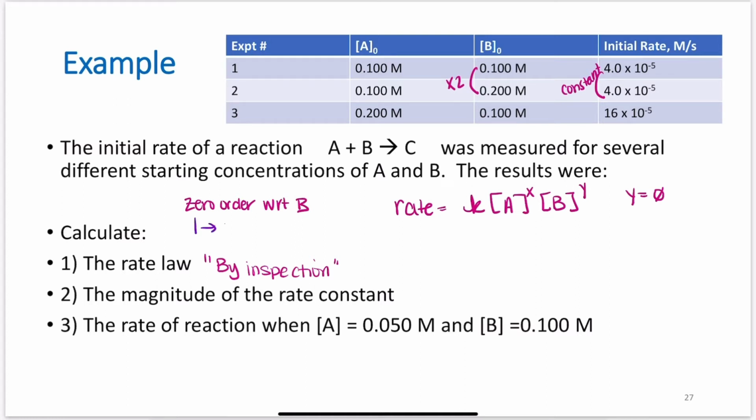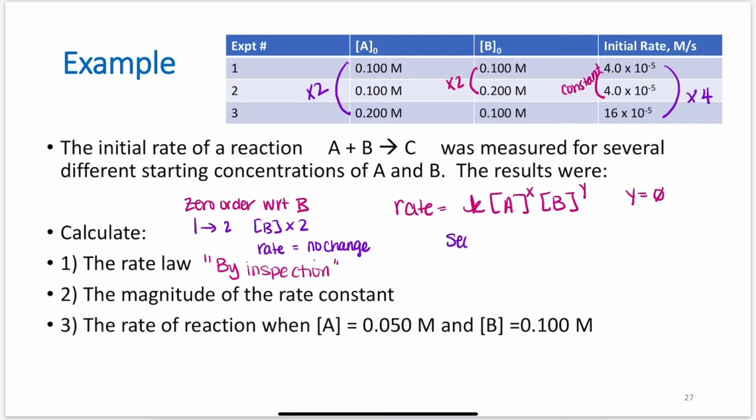For reaction 1 to 2, the concentration of B was doubled and the rate had no change. Then I see that from reactions 1 to 3, I want to compare the same thing, so if I can do 1 to 3, it makes it easier. If I look at reactions 1 to 3, the concentration of A was doubled, but the rate was actually 4 times faster. I doubled the concentration, my rate quadrupled.